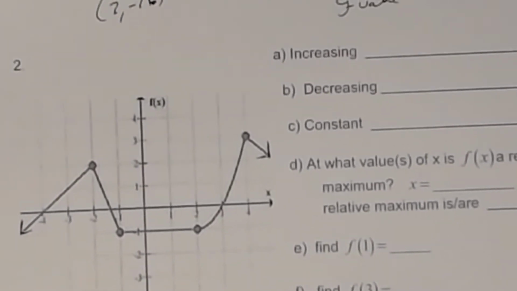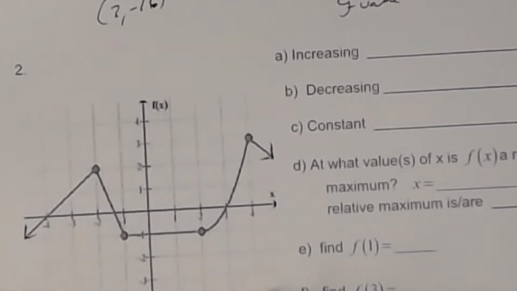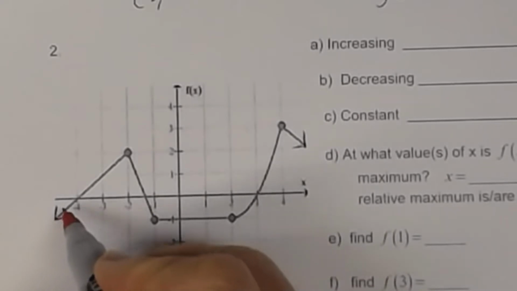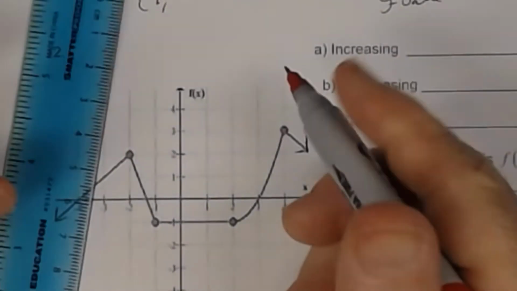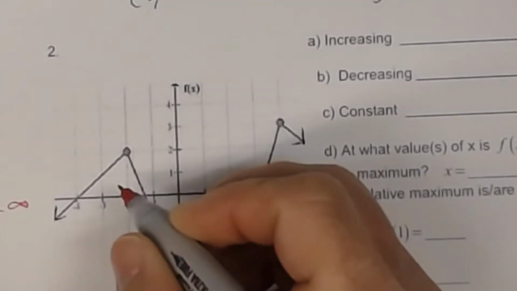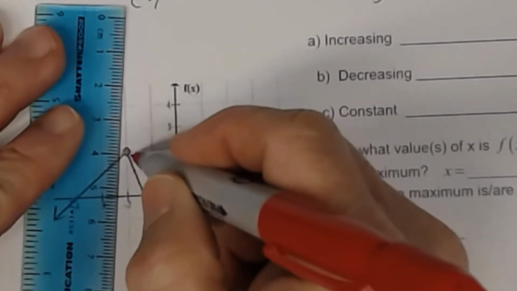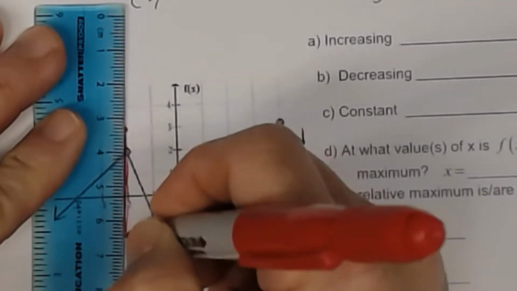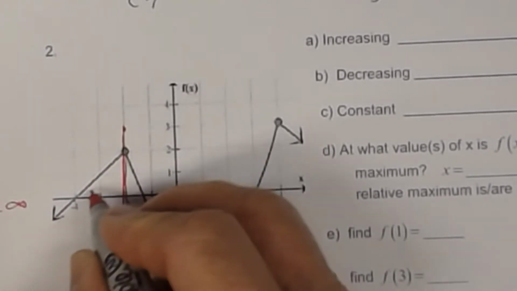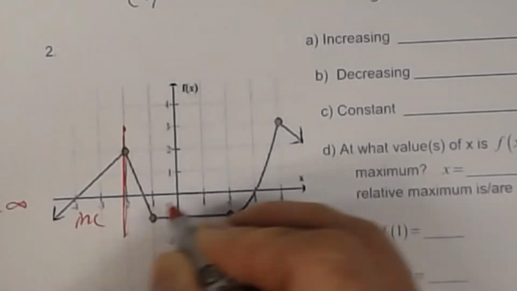Number 2, again, increasing, decreasing, constant. So again, let's use a color for this. I want you to notice that all of those are closed circles, by the way. As I go from left to right, always left to right, my y values are increasing. So from negative infinity all the way to this x value right here, which is negative 2, my function f of x is increasing.